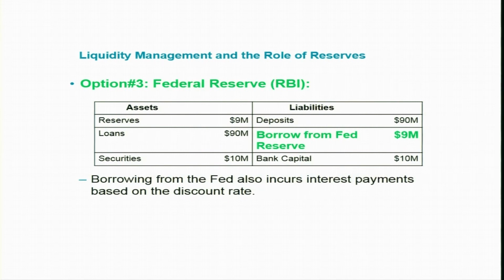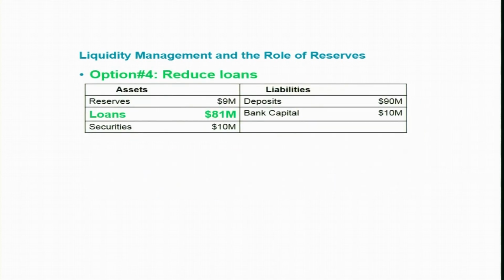Third option is to borrow from the Federal Reserve, that means borrowing from the central bank. In this case, you can see that this 9 million they are getting from borrowing from the Fed, or borrowing from the central bank. That is the RBI in the Indian case. And again, borrowing from the Fed also incurs interest payments based on the discount rate. This is the third option for borrowing for this bank.